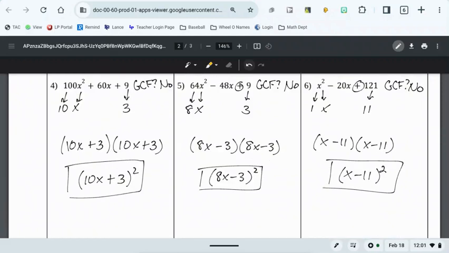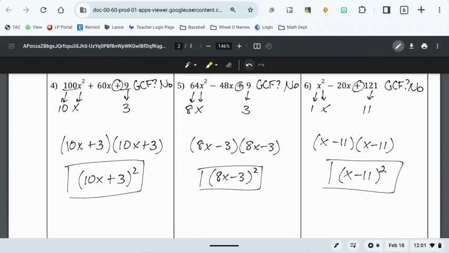All right, welcome back. Let's go ahead and take a look at the answers to 4, 5, and 6. So for number 4, there is no GCF. We know this method can work. Our special case, because our second sign is a plus, we know our first and last term are perfect squares. So we get 10x plus 3, and rewrite your answer as 10x plus 3 squared.